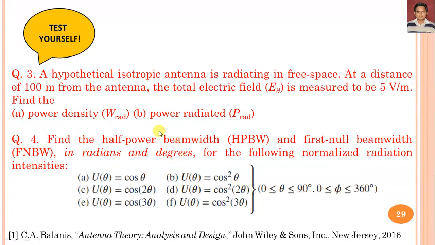And in this problem you calculate the half power beamwidth and first null beamwidth in radian and degree for the normalized radiation intensities given as a to f: cos theta, cos square theta, cos 2 theta, cos square 2 theta, cos 3 theta and cos square 3 theta, for the varying angle theta equal to 0 to 90 and phi equal to 0 to 360. By using this analysis, we can calculate the half power beamwidth, first null beamwidth, radiated power, and power density.